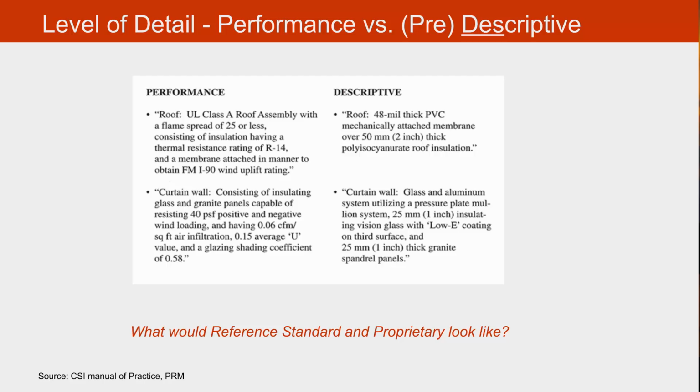Whereas the descriptive specification is going to say, install me a roof 48 mils thick of PVC mechanically attached as a membrane over 2 inches thick of polyisocyanurate roof insulation. That's fairly specific. It doesn't identify a brand, however, but it does say exactly what you're supposed to provide in terms of thickness. So you can imagine performance and descriptive or prescriptive all over the specifications for all products incorporated within the project. It is really important for you to understand the difference between performance and prescriptive because it really has different requirements for you as a contractor. Performance means that you get to choose. Descriptive or prescriptive means that you have to adhere to the specifications exactly as they are written.